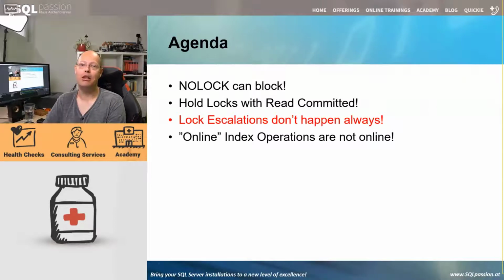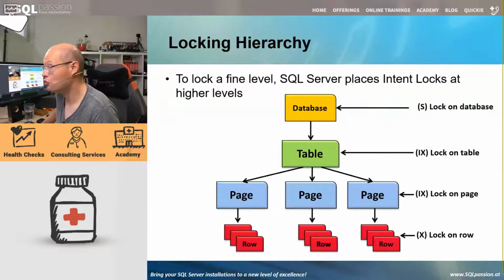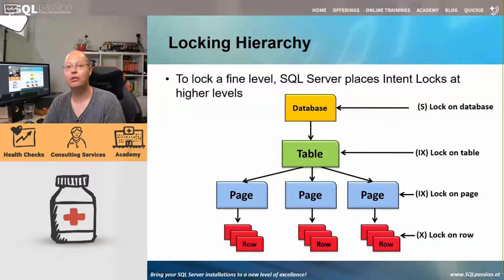Let's talk now about lock escalations. As we have seen in the last example, SQL Server can acquire a lot of different locks. We have seen that SQL Server by default acquires locks on the record level. So the key locks, the shared locks that we have seen so far, those locks were acquired on the row level. The row level can be a row in an index, clustered index, non-clustered index.